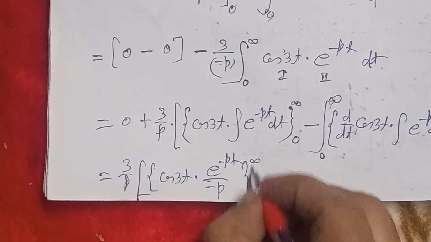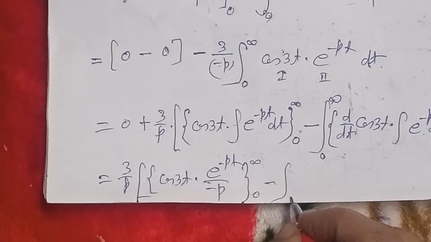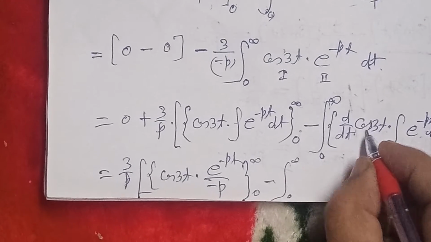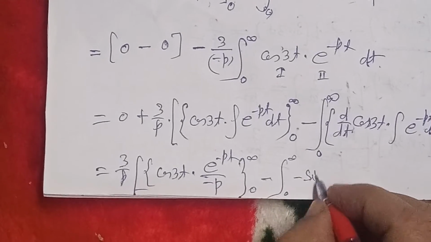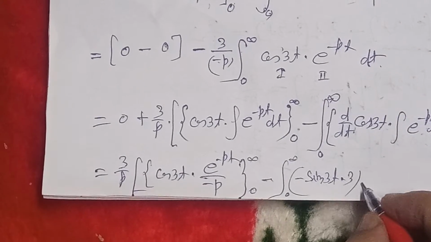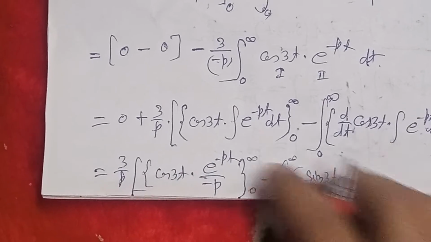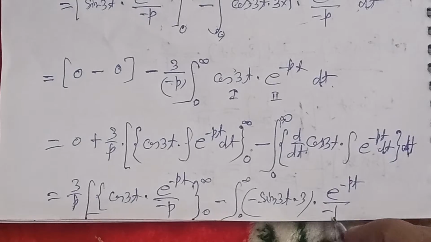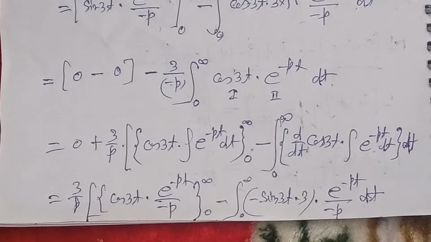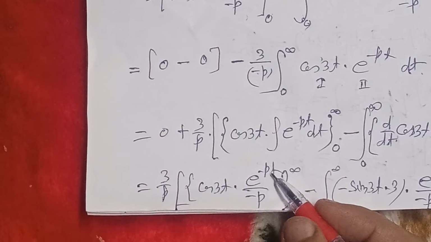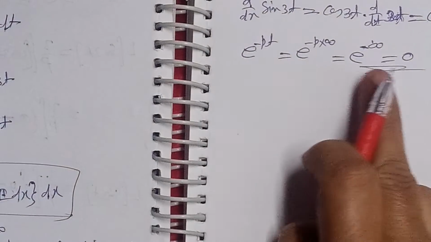The upper limit is infinity, the lower limit is 0, and again differentiate cos 3t. We know that the differentiation of cos is minus sin, and the differentiation of 3t is equal to 3, as I already showed. The integration of e to the power minus pt is e to the power minus pt divided by minus p, dt. Right, if we apply the upper limit here, then we get e to the power minus infinity. e to the power minus infinity becomes 0, so this upper limit is 0.